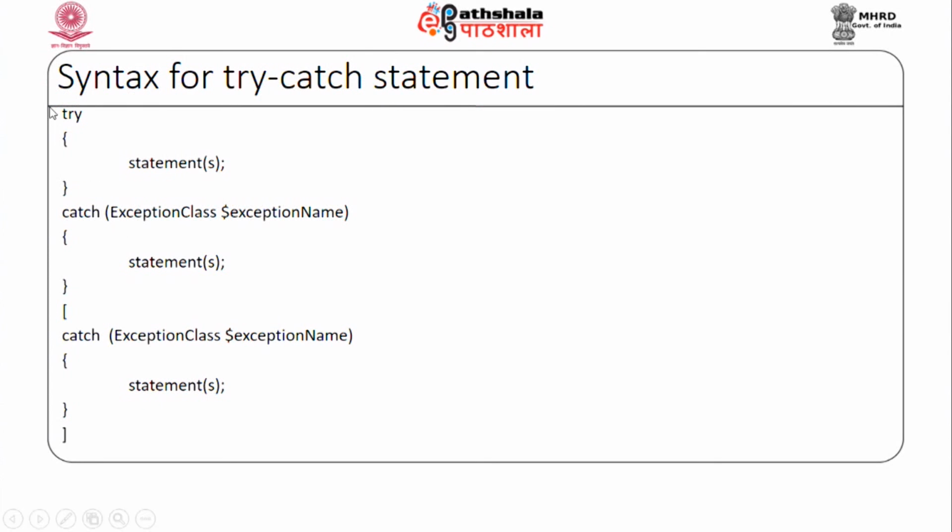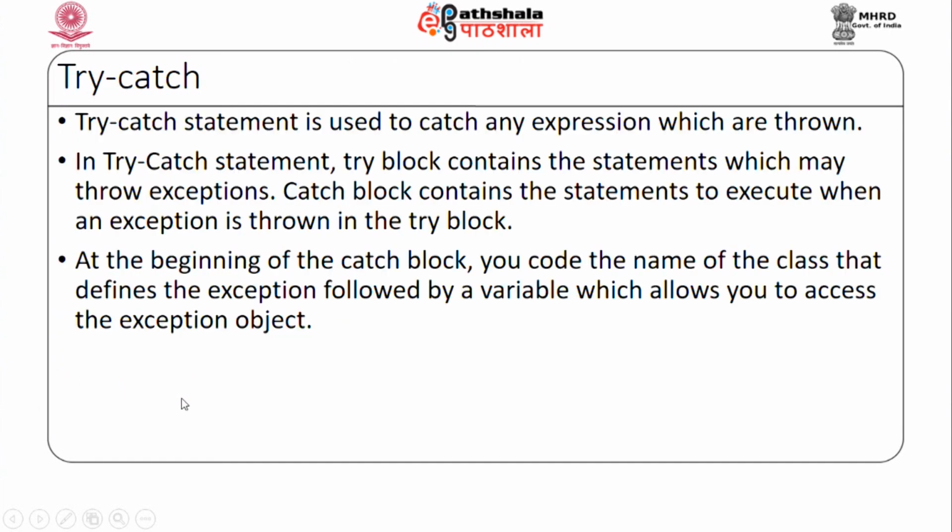The general syntax is try, then you write some statements in it, and then catch, where you provide the exception class and its object, and then statements. Optionally, there can be more than one catch statement with the same syntax. So, the try-catch statement is used to catch any exceptions which are thrown. The try block contains the statements which may throw exceptions, and the catch block contains the statements to execute when an exception is thrown in the try block.